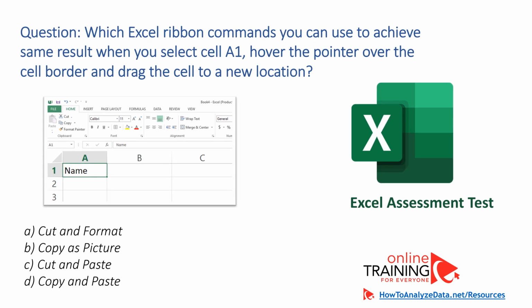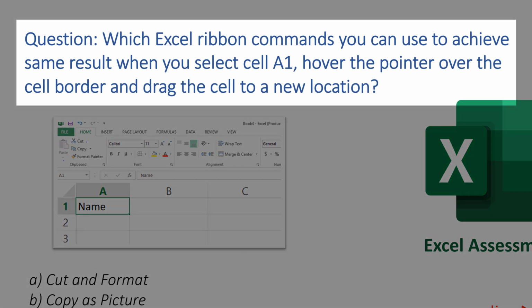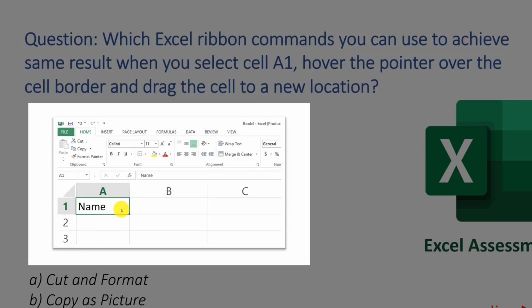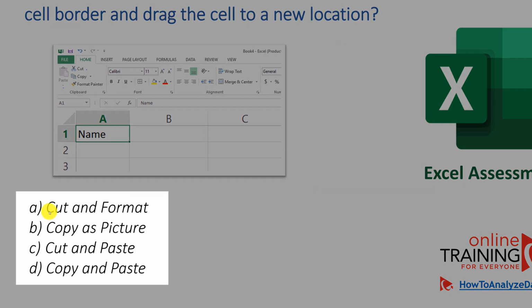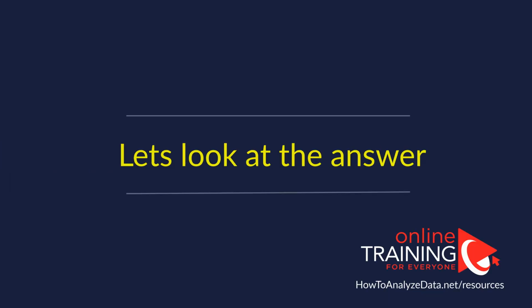Here is a typical question which tests your knowledge of Excel ribbon commands. Which Excel ribbon commands can you use to achieve the same results when you select cell A1, hover the pointer over the cell border and drag the cell to a new location? You are presented with the screen, and in cell A1 there is a text value of Name, and there are 4 choices: cut and format, copy as picture, cut and paste, copy and paste. Which one would you choose?